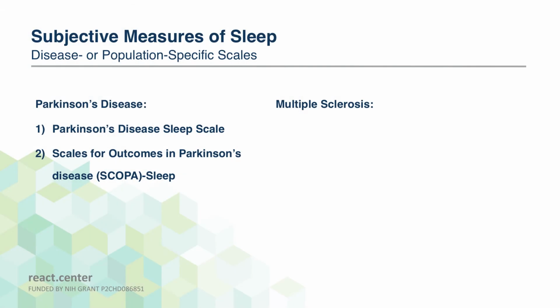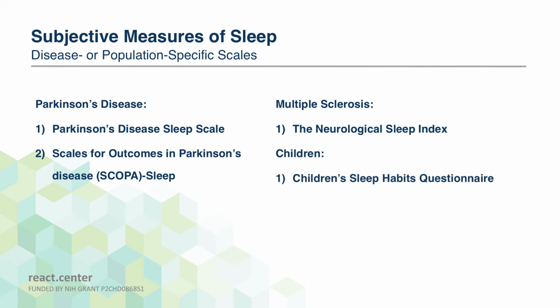These questions can be specific to the disorder. For example, in Parkinson's disease, there are lots of leg kicks and acting out dreams, and these questions are addressed in the questionnaire. There are also questionnaires specific for sleep and multiple sclerosis, for example, the Neurologic Sleep Index, and there are also questionnaires specific to certain ages. Like for children, there's the Children's Sleep Habits Questionnaire.